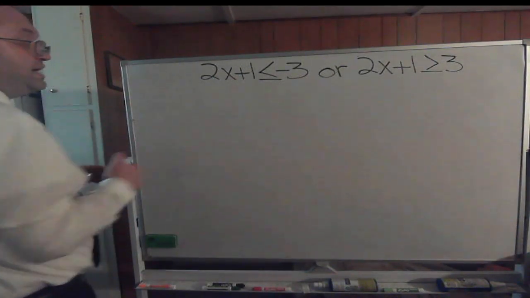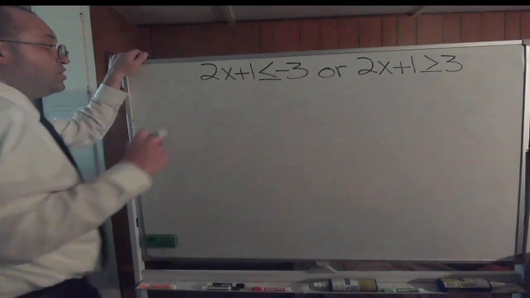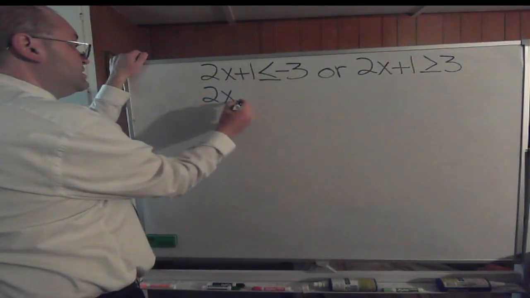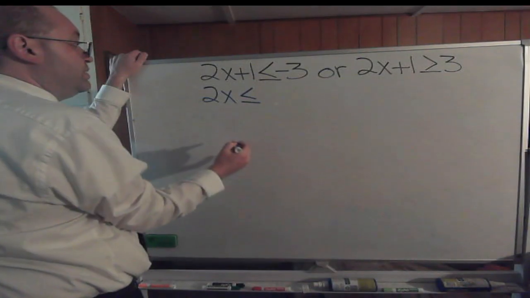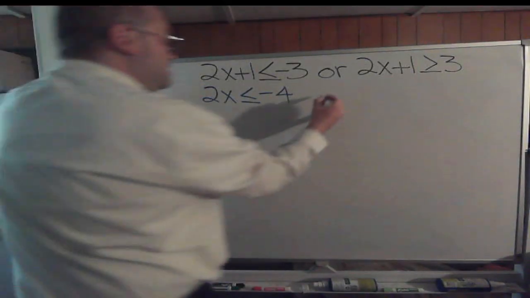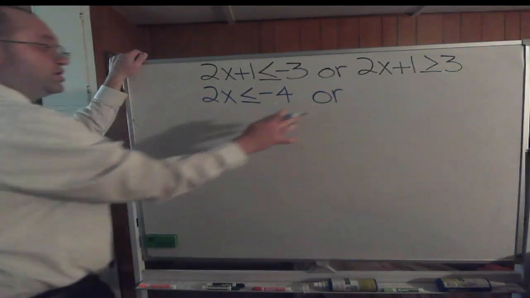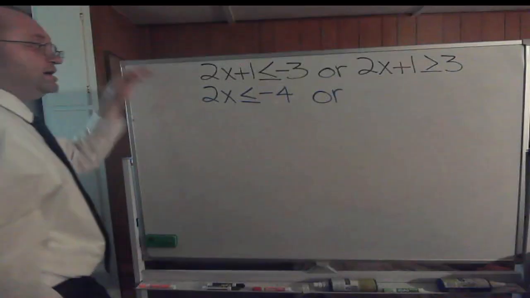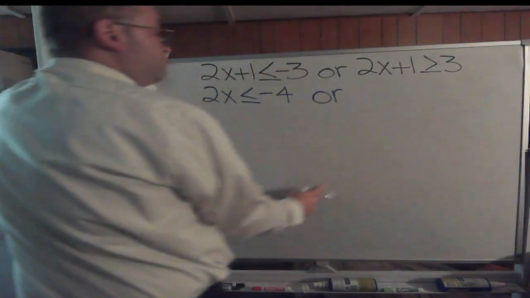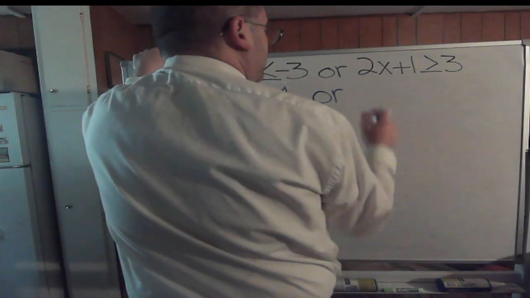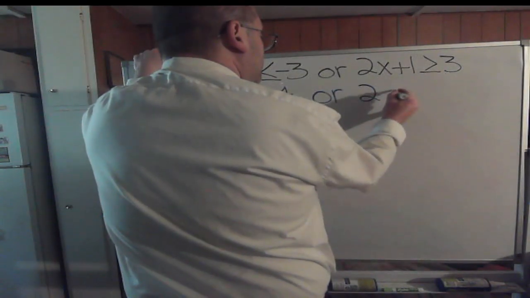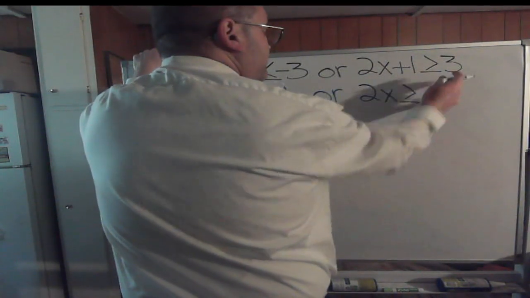We want to get the 2x by itself, so we have to subtract 1 from both sides. If we do that, we get 2x is less than or equal to negative 3 minus 1. That's negative 4. Then keep your word "or" when you're doing the work, kind of together. Now we'll deal with 2x plus 1 is greater than or equal to 3. We want to get 2x by itself, so we subtract 1 from both sides. You'll end up getting 2x is greater than or equal to 3 minus 1, which is 2.